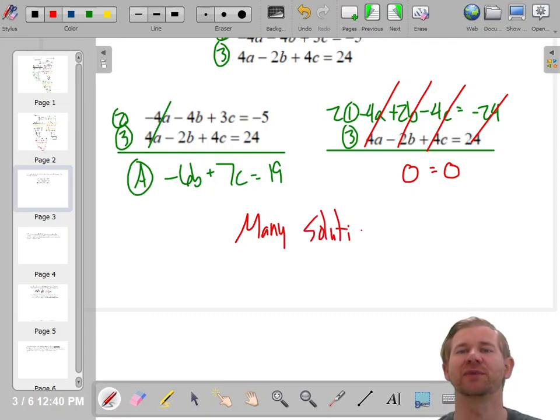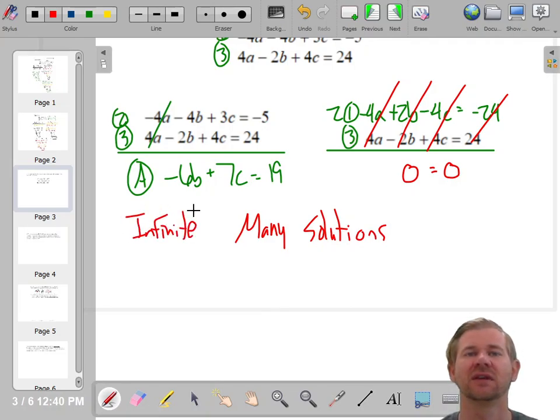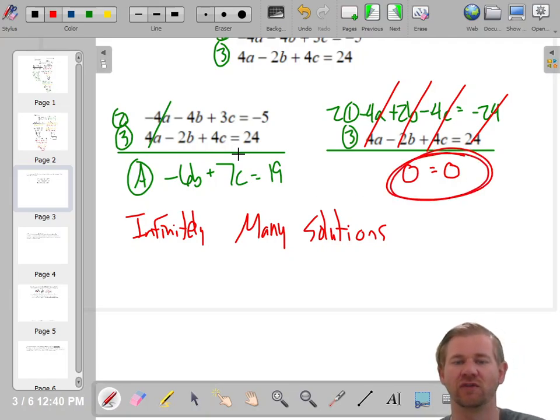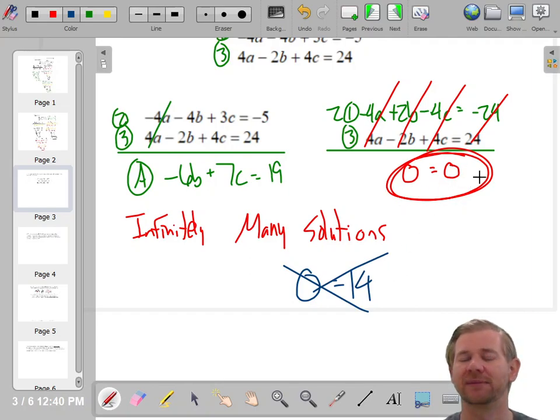Okay, and when you're talking about 3 dimensions, there are several ways that can happen, but sometimes we say there are infinitely many solutions. And the reason I know that is because I got a statement that is true and there are no variables. If this was no solution, I would have got something like 0 equals 14, which is false. That would be no solution. But when you get a true statement like this, everything cancels and there are no variables, that is infinitely many solutions.